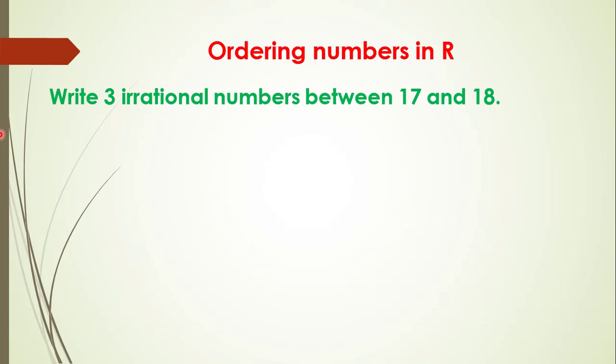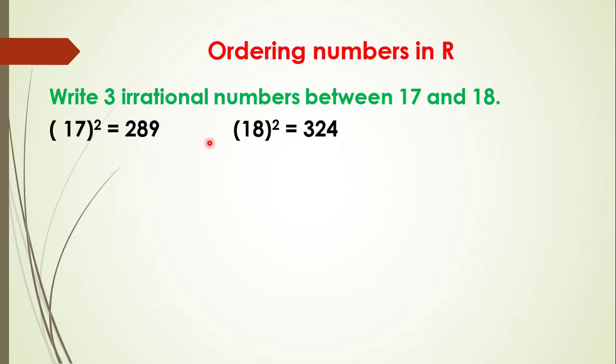In this exercise, write three irrational numbers between 17 and 18. We all know that there is an infinite number of real numbers, or irrational, or also we have an infinite number of irrational numbers between each two integers. Here we have 17 and 18. We want three irrational numbers between 17 and 18.